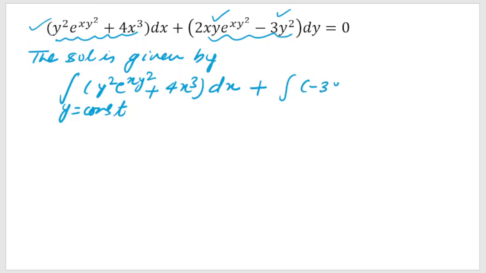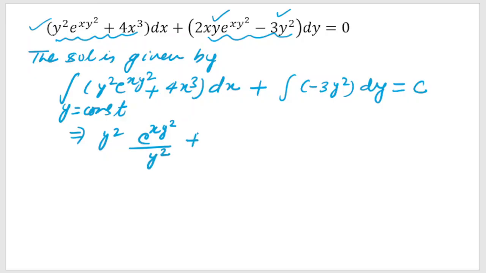So the second term is minus 3y square, and then we integrate it with respect to y, and this is equal to a constant. Some students will make the mistake of just taking 3y square. So don't make that mistake, you have to take minus 3y square here. Now I hope you know how to integrate. Because we have to keep y square as constant, y square will come out of the integration sign. E to the power xy square will give e to the power xy square, divided by y square, because we are treating y square as a constant. And 4x cube will give x to the power 4 by 4, and minus 3y square will give y cube by 3, and that is equal to a constant.